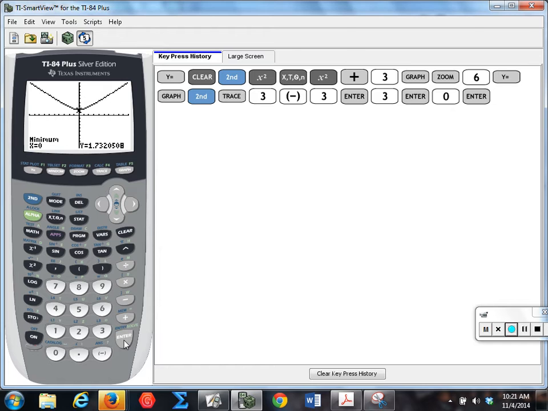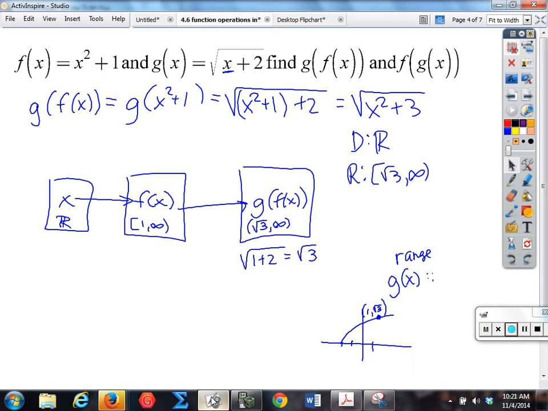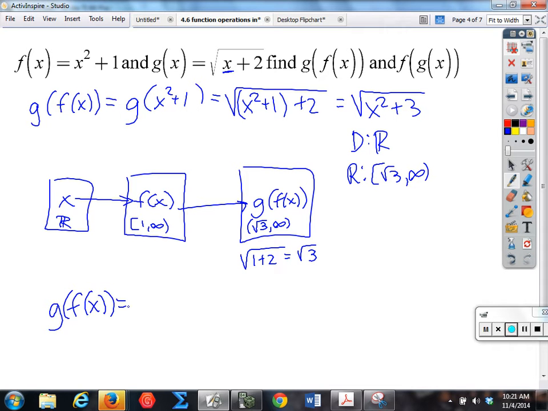Let's look at the other one, because the domain and range are what's the confusing part. It's hard. If I do g of f of x, g of f of x. So see if you guys can write that one. Figure out what g of f of x is. Write it down. See what that is. Okay, f of g of x.